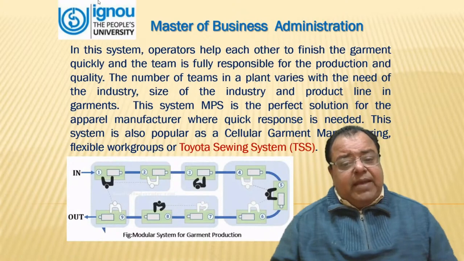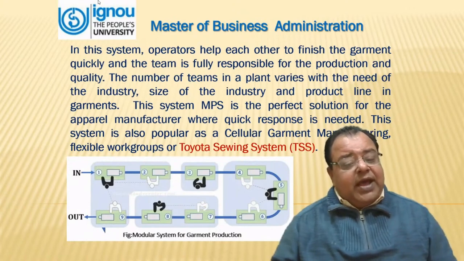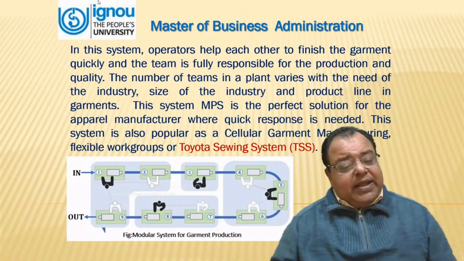This system, MPS, is the perfect solution for the apparel manufacturer where quick response is needed. This system is also popular as a cellular garment manufacturer, flexible work groups, or Toyota Sewing System, TSS. Here we can see that in this diagram, there are 9 machines and 4 operators. They are working together on different workstations as per the requirement and they are completing the process.